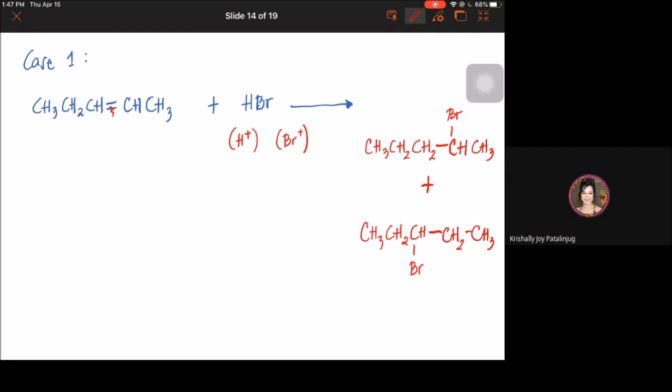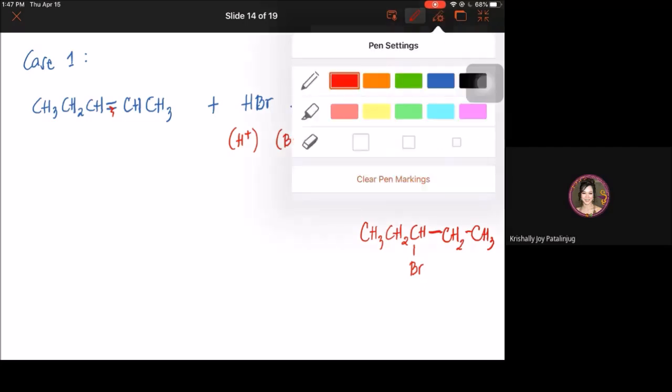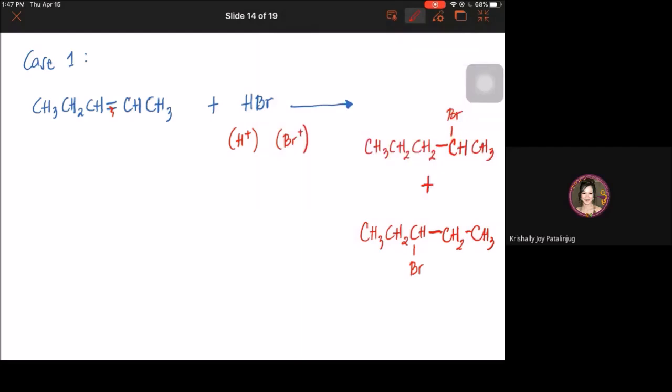Dili nimo ma-apply ang Markovnikov's rule. Kaya di ba sa Markovnikov's rule, dapat ang hydrogen dito padulong sa greater number of hydrogen substituent. Where in this case, di ka makakompare kay parehaman sila og number ng hydrogen. So either ana dito ka mag-add sa hydrogen, H plus. Okay? So duha ka possible mixture of products. So that is case 1 nga inyong dapat i-remember about hydrohalogenation. Case 2, this is another case.